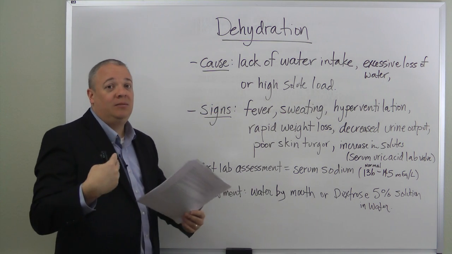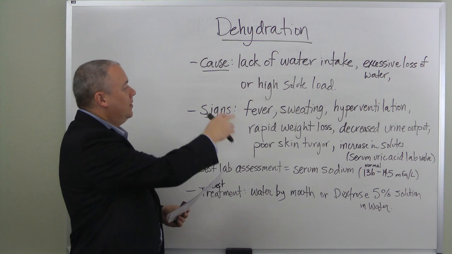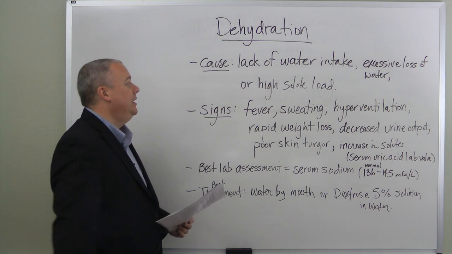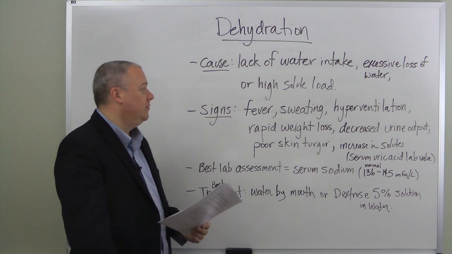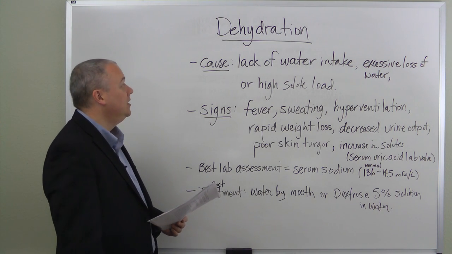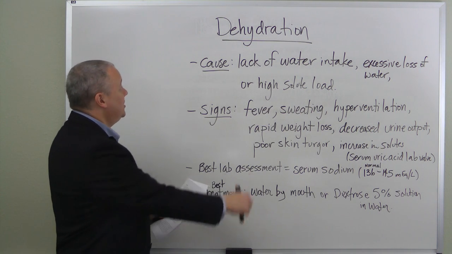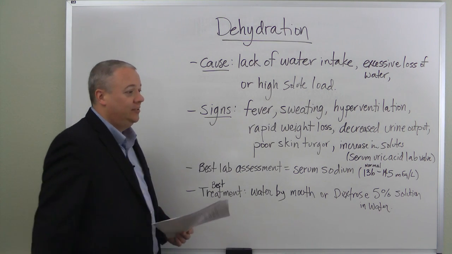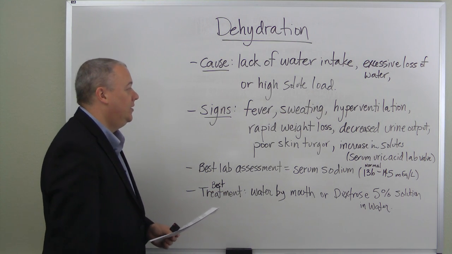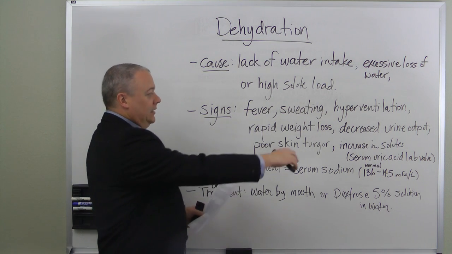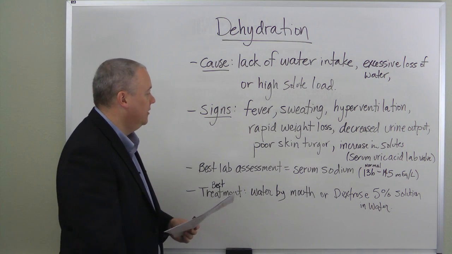It can come about because someone doesn't drink enough water and then they sweat a great deal, or because of their diet and other things, they have a high level of solute in their blood, a high level of things dissolved in it, various types, and this can cause dehydration as the fluids get all out of balance. Signs that someone has dehydration include fever, sweating, hyperventilation, rapid weight loss, decreased urine output, and in my case last year, zero output. The kidneys just shut down.